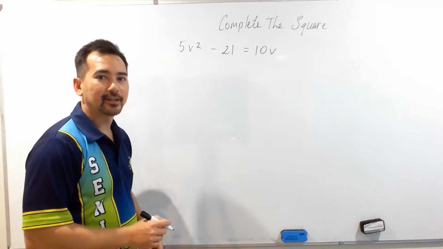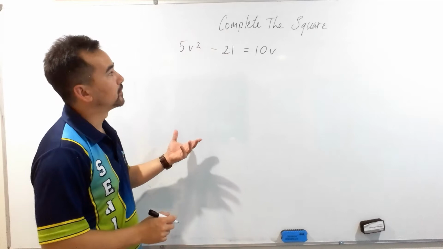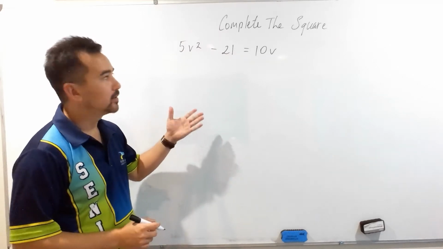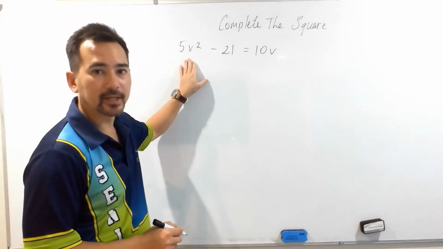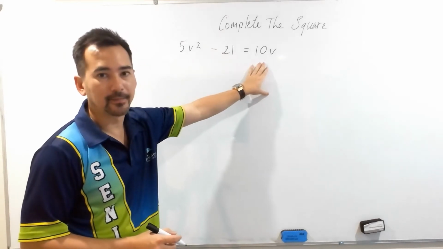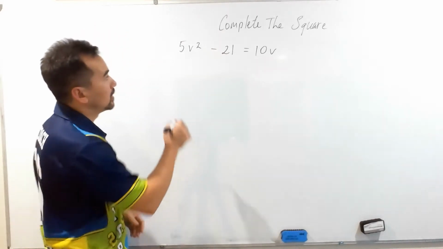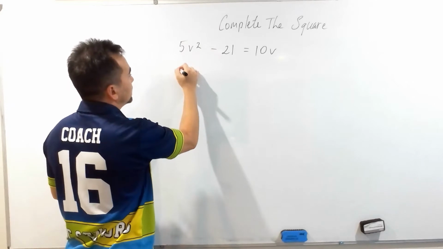Okay, let's have another go at a complete the square question. In this scenario, I've got v's on the left side of my equation as well as on the right side. Alright, so that's the first thing we're going to fix up. I'm going to move this over so that all the v's are on the same side.